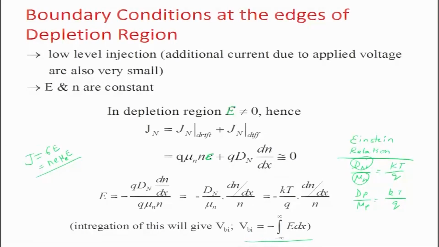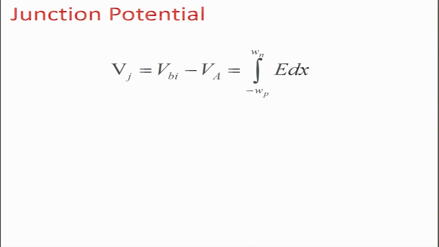So this built-in potential is nothing but the junction potential at equilibrium. When you apply bias, this junction potential is going to get modified. So this junction potential will become Vbi minus Va or Vbi plus Va. Let us not worry about the sign right now, we just write it as Vbi minus Va. So if I now apply the bias, the junction potential becomes Vbi minus Va, which is equal to minus the integral from minus Wp to plus Wn of E dx.